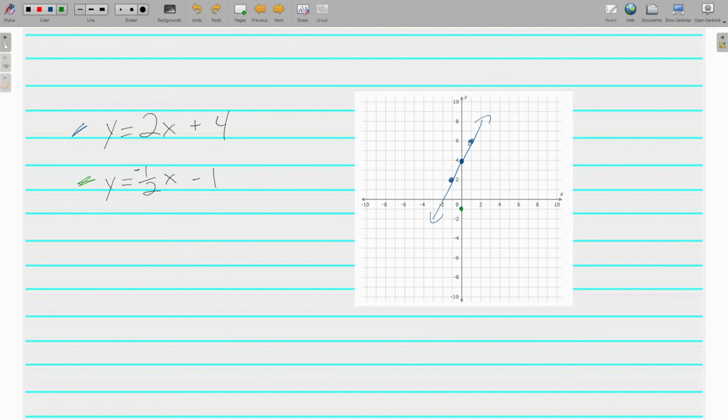So a y-intercept of negative 1. Negative 1/2 means down 1 over 2, which means up 1 and back 2. And again, we've got nice and pretty perpendicular lines. Negative inverses for perpendicular lines.